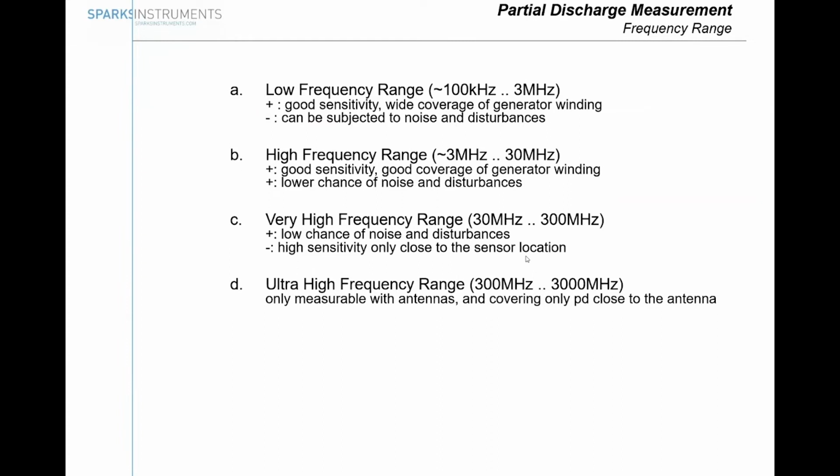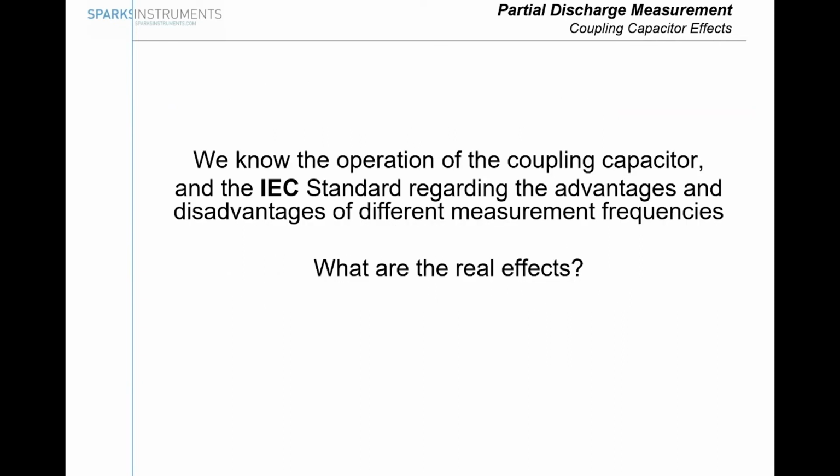So basically what we can say is when you choose on the market an 80 picofarad coupling capacitor set, you aim to measure in the C part. When you choose to measure with 1000 picofarad coupling capacitors, you aim for the A and B part. So what is now the advantage and the disadvantage of using the different frequency ranges?